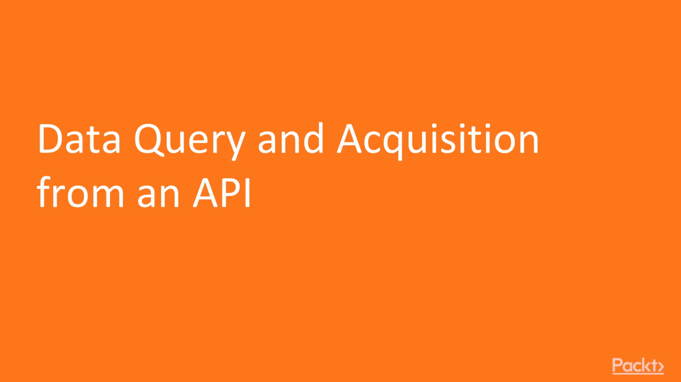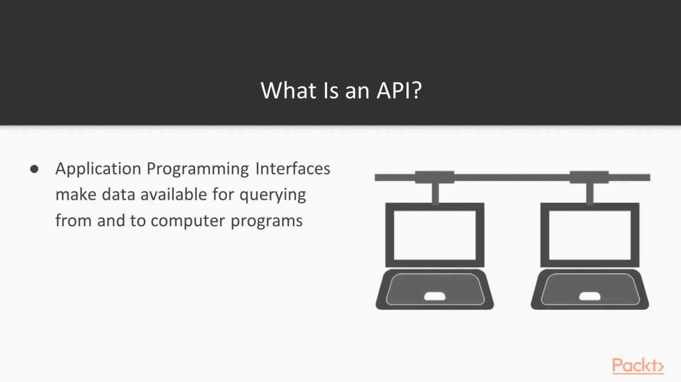We begin the first video of the section with data query and acquisition from an API. What is an API? It stands for Application Programming Interface. It allows communications and data query from computer programs and saves the manual process of downloading and updating a large amount of data every time there's a change in the dataset.